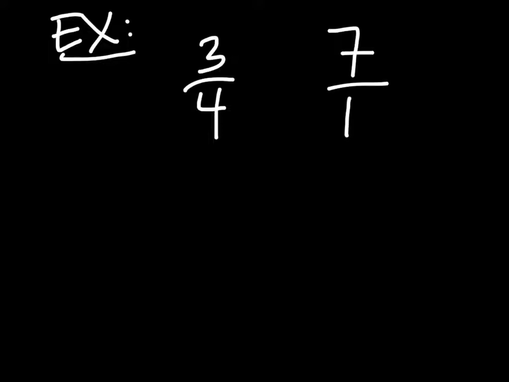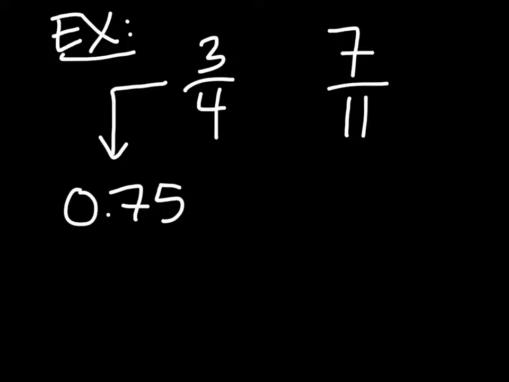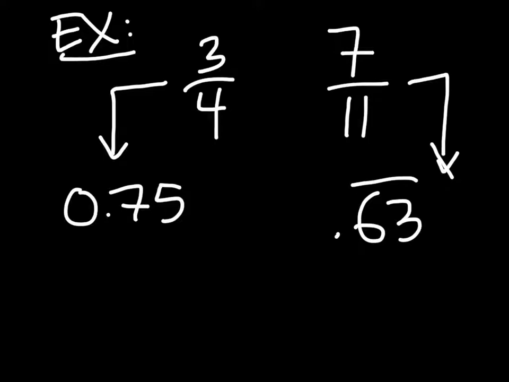All right. For example, let's look at some more of these. Let's take 3/4 and also 7/11ths. Now here's the thing: many of you know that 3/4 is 0.75, right? 7/11ths, I don't know what that is. It's 0.63 repeating.